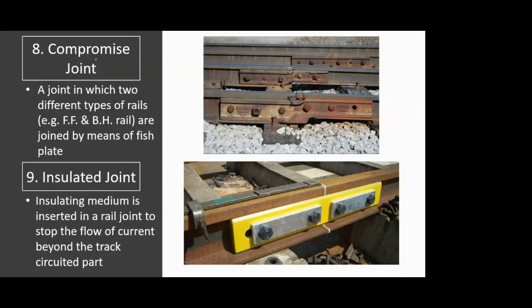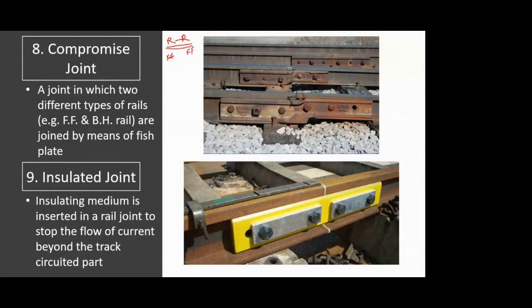Then the eighth type we have is the compromise joint. From the name itself you can guess a little bit. This type of joint is used where you have two different types of rail. Just to remind you, what we are discussing is the rail to rail connection and the joints. The types you have seen till now are applicable if the rails at both ends are of the same type. That is, if this rail is flat footed, the rail on this side is also flat footed. In that case, the 7 joints which we have seen before this are applicable.